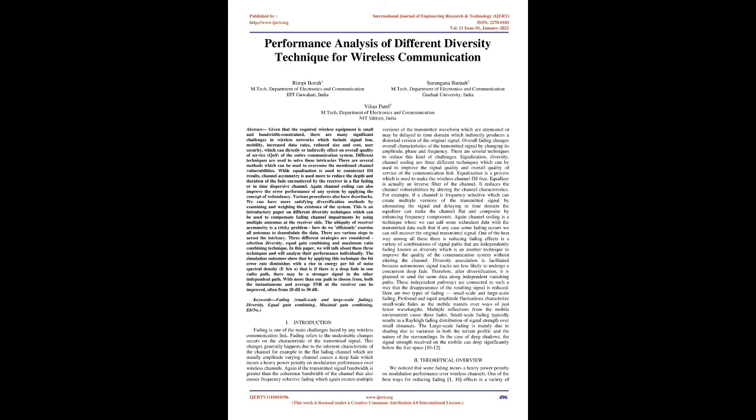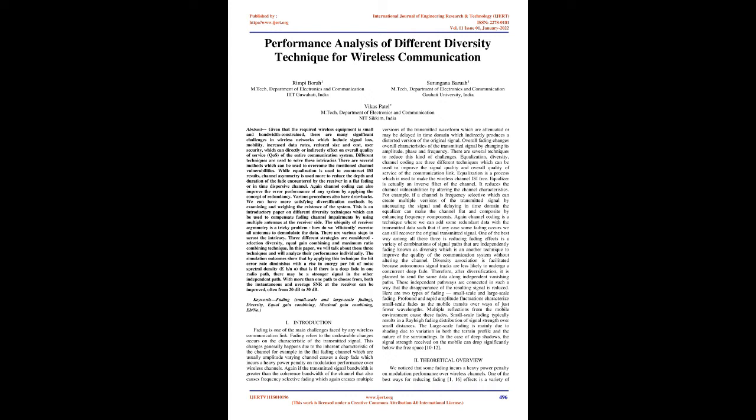The simulation outcomes show that by applying this technique the bit error rate diminishes with a rise in energy per bit to noise spectral density, Eb/N0. That is, if there is a deep fade in one radio path, there may be a stronger signal in the other independent path. With more than one path to choose from, both the instantaneous and average SNR at the receiver can be improved, often from 20 dB to 30 dB. Keywords: fading, small scale and large scale fading, diversity, equal gain combining, maximal gain combining, Eb/N0.